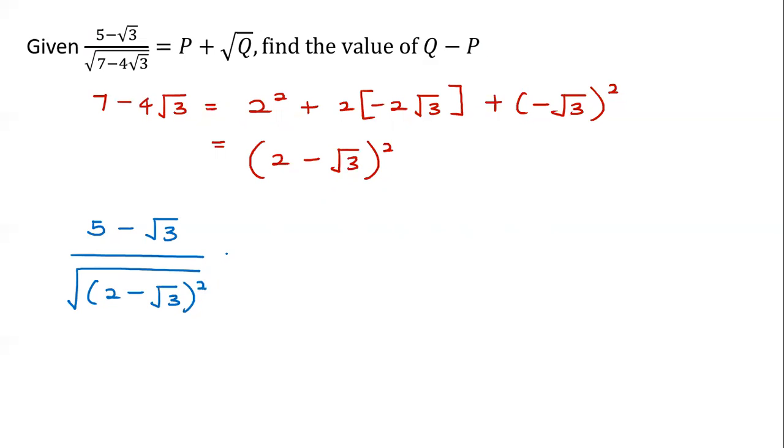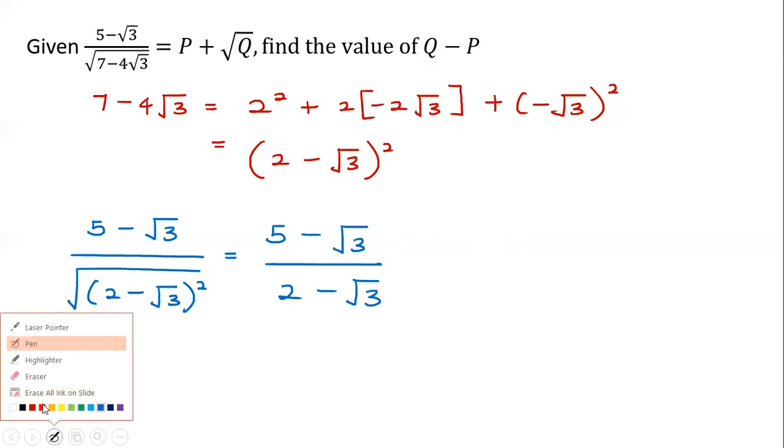With the square. So what will happen now? You're going to have 5 minus square root of 3 over, remember this, as I told you, the square root and the square, we can eliminate them. So you're going to have 2 minus square root of 3. All right, class, understood? And after that, we're going to use the conjugate to do some calculation, right?